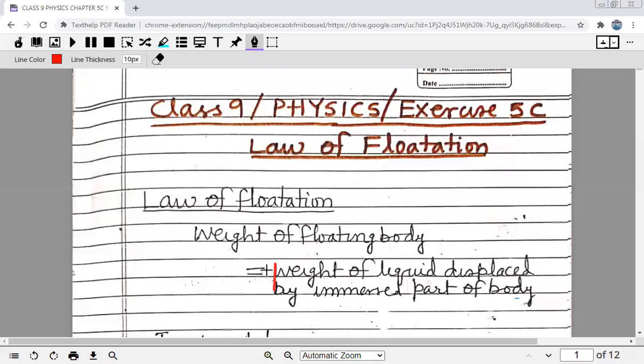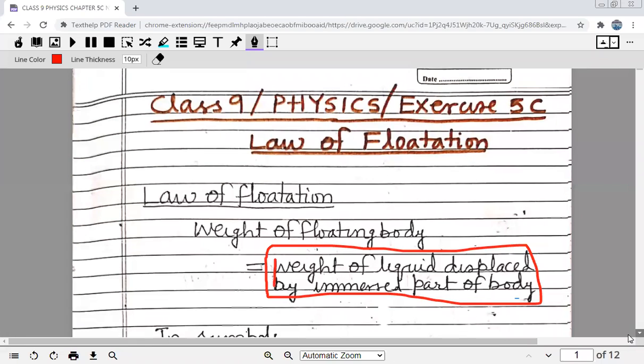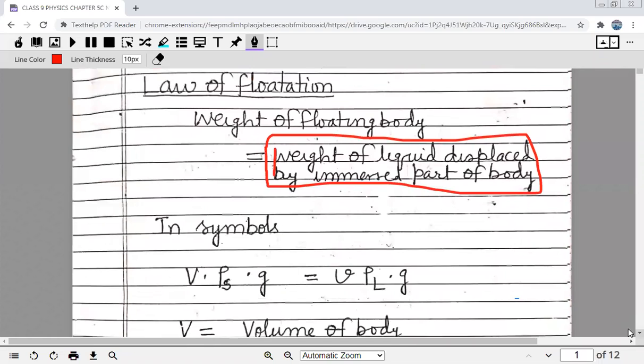Now this thing is also known as upthrust. The weight of liquid displaced by the immersed part is also known as upthrust. Is it clear? So this is the law of flotation.